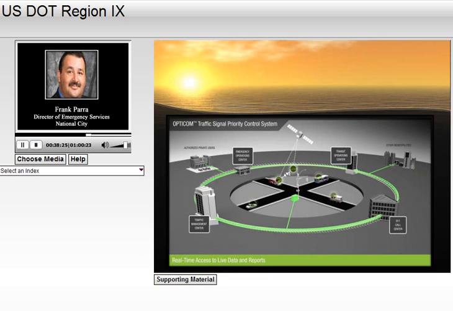Let me ask any others who want to comment on this aspect of the issue of intersections and technology upgrades to make them safer. Sure, Frank Parr here in National City.